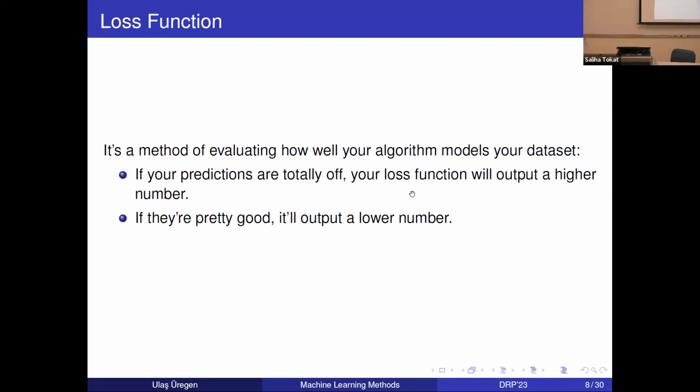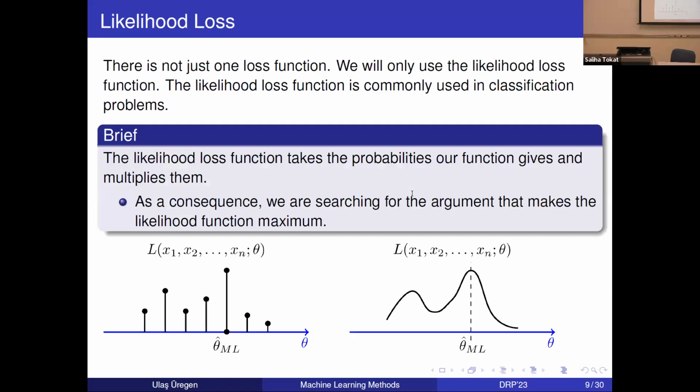Just one ingredient is left before diving into machine learning, which is the loss function. A loss function is a method for evaluating our model. If the output is a higher number, it's saying that our model doesn't work very well, and if the output is a lower number, it's saying that our model works pretty well. There is not just one loss function; there are a lot of them, but we will use just the likelihood loss function in these slides. The likelihood loss function takes the probabilities our model gives us and just multiplies them.